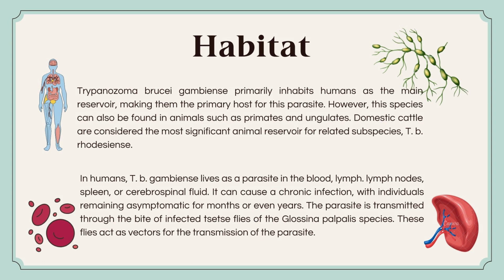In humans, Trypanosoma brucei gambiense lives as a parasite in the blood, lymph nodes, spleen, or cerebrospinal fluid. It can cause a chronic infection with individuals remaining asymptomatic for months or even years. The parasite is transmitted through the bite of infected tsetse flies of the Glossina palpalis species. These flies act as vectors for the transmission of the parasite.